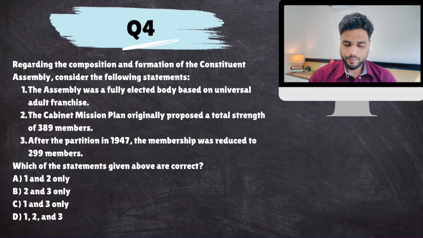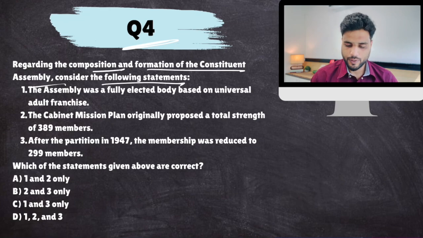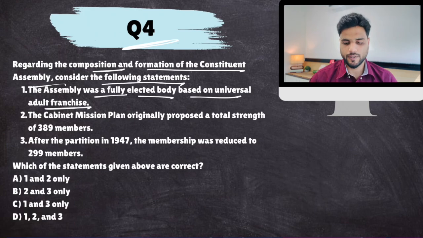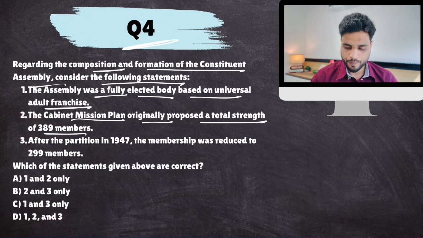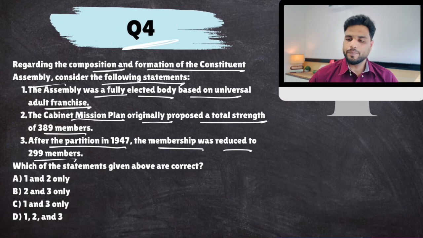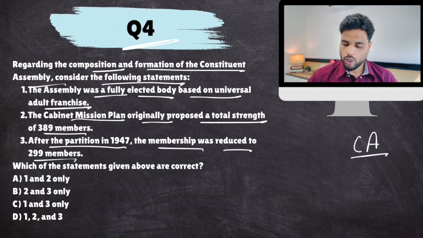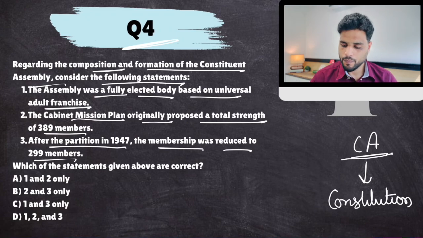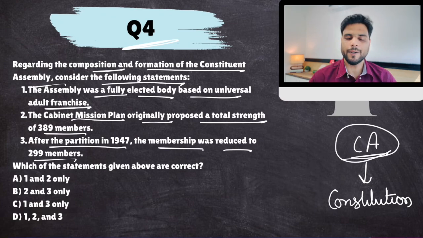Question number 4. Regarding the composition and formation of the Constituent Assembly, consider the following statements. The Assembly was a fully elected body based on universal adult franchise. The Cabinet Mission Plan originally proposed a total strength of 389 members. After the partition, the membership was reduced to 299 members. So look, our Constituent Assembly would create the constitution for independent India. But what would be the process of creating this Constituent Assembly? How would it be created? That was given by the British Cabinet Mission Plan.